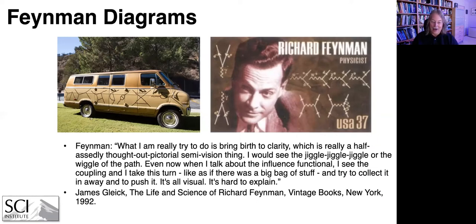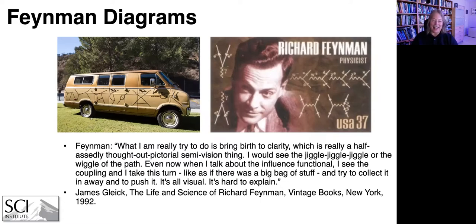And when James Gleick wrote his biography of Feynman, he had this really great quote: "What I'm really trying to do is bring birth to clarity, which is really a half-assedly thought out pictorial semi-vision thing. I would see the jiggle, jiggle, jiggle, or the wheel of the path. Even now, when I talk about the influence functional, I see that coupling and I take this turn like it was, there was a big bag of stuff and try to collect it in a way to push it. It's all visual. It's hard to explain."